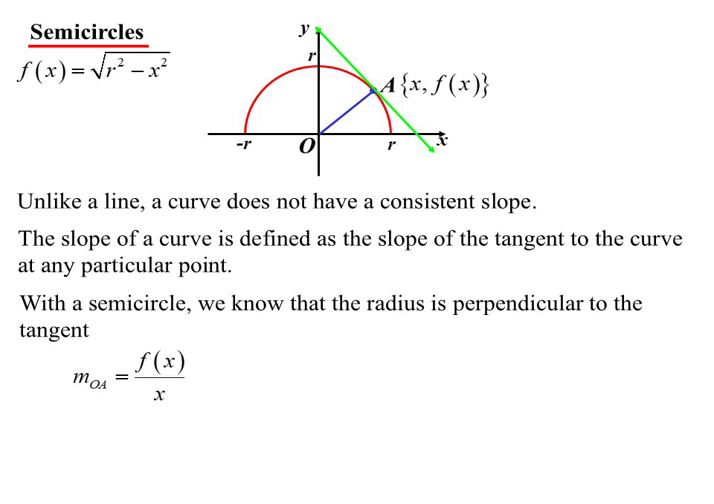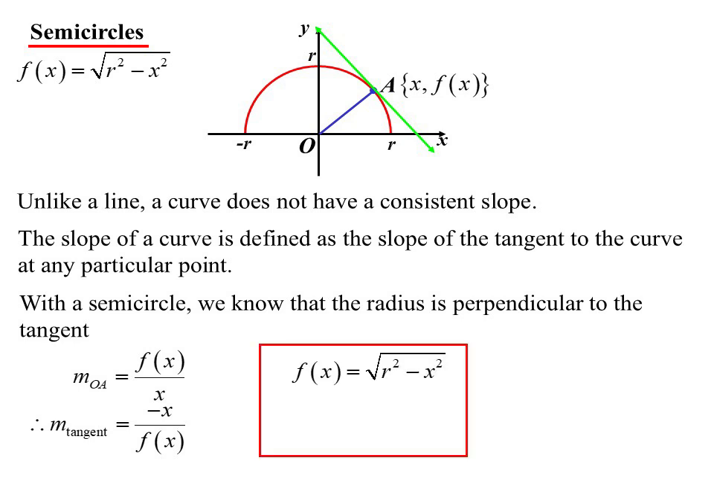The slope of the radius would be rise over run, so f(x) over x, which means the tangent must be the negative inverse of that. So the slope of the tangent is minus x over f(x). That now gives me what the gradient function is. If f(x) is the square root of r squared minus x squared, then the gradient function must be minus x over that function, the square root of r squared minus x squared. Alright, that's semicircles. But that really limits us. All we're looking at is lines and semicircles.